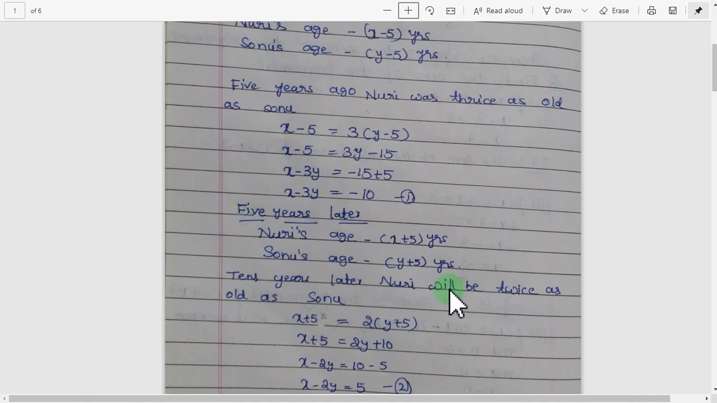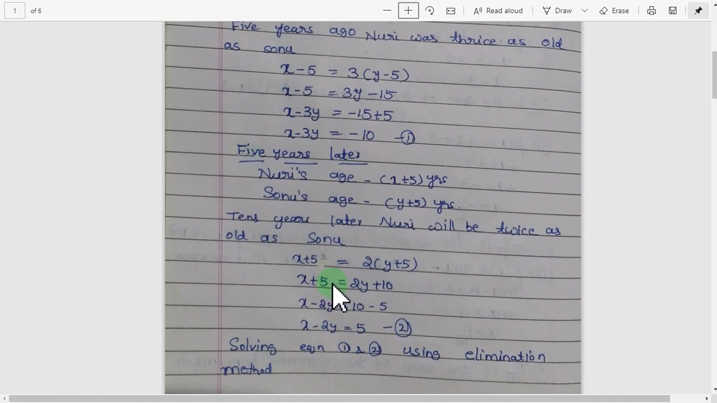5 years later Noori will be twice as old as Sonu. So Noori's age is 2 times Sonu's age. Noori's age x plus 5 is equal to 2 times Sonu's age, 2 times (y plus 5). So first remove the bracket: x plus 5 is equal to 2y plus 10. Then bring y to the left-hand side and the number to the other side. x minus 2y is equal to 5. These are the two equations.